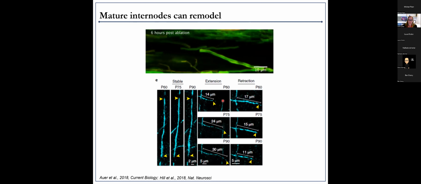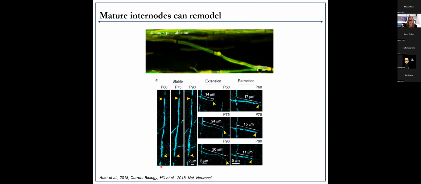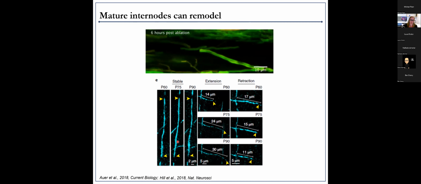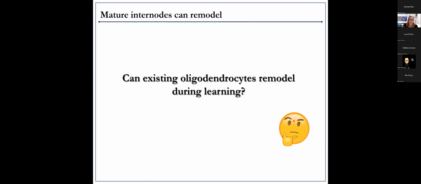That doesn't just happen in the developing nervous system. Robbie Hill actually showed that this continues to occur in the mouse brain as well. So these established myelin internodes, or established oligodendrocytes, can actually extend or retract internodes over time. So this led me to the question, can existing oligodendrocytes remodel during learning?